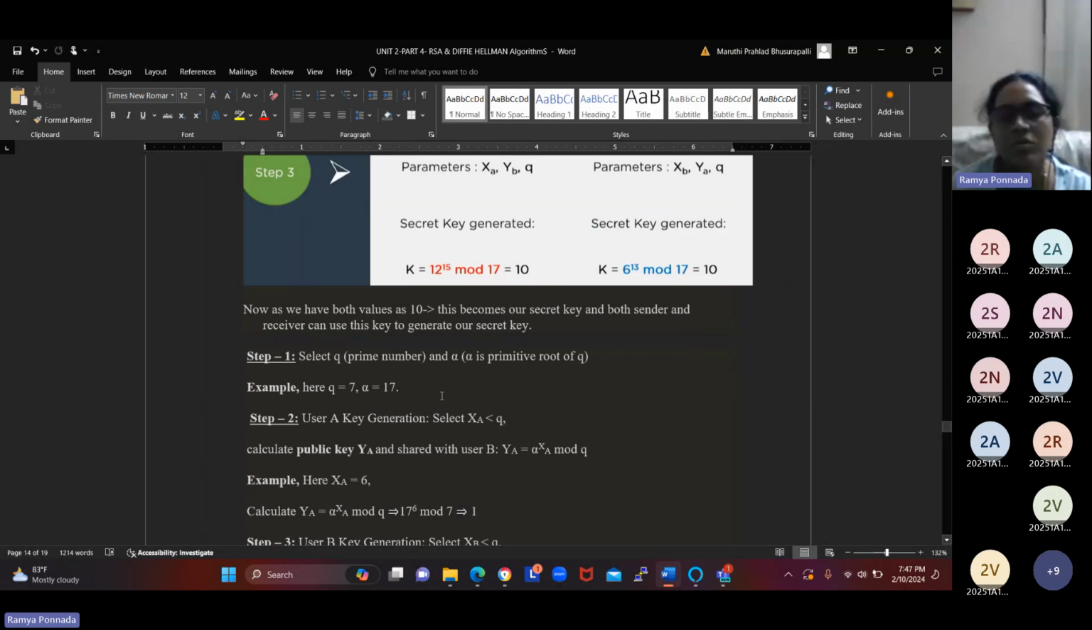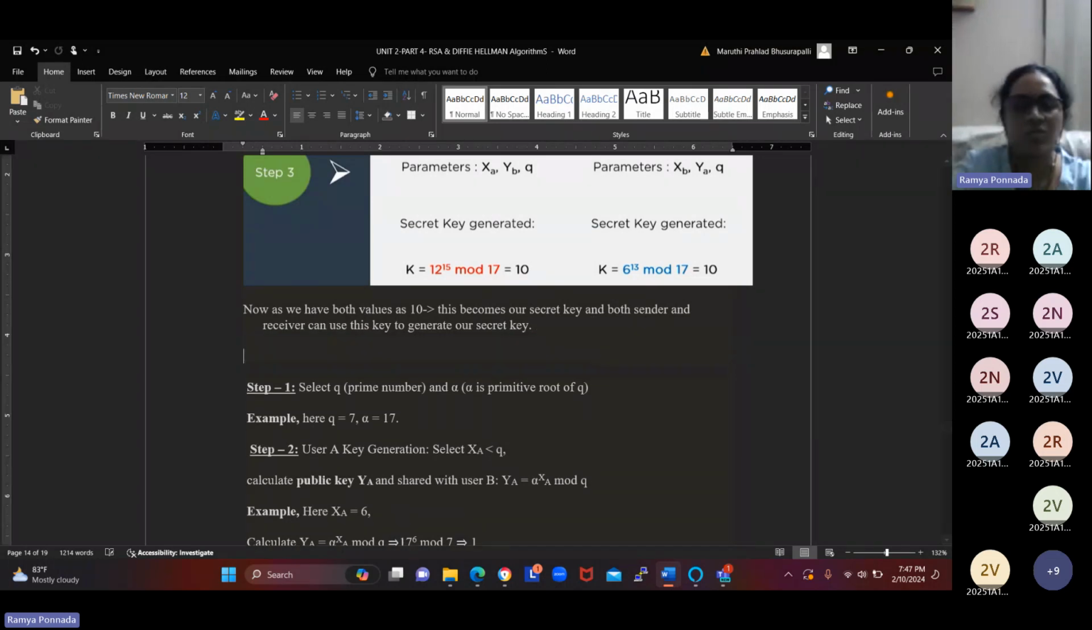Okay, other examples I have also placed here because they are all repeated questions. Once you have your solved examples, it will become easy for you to prepare.